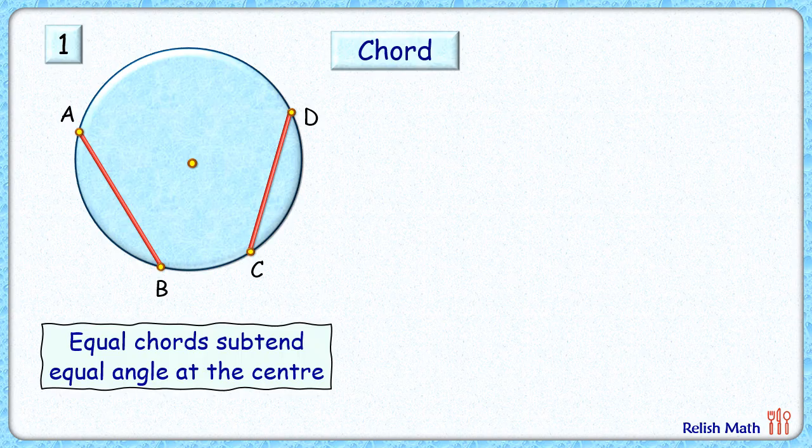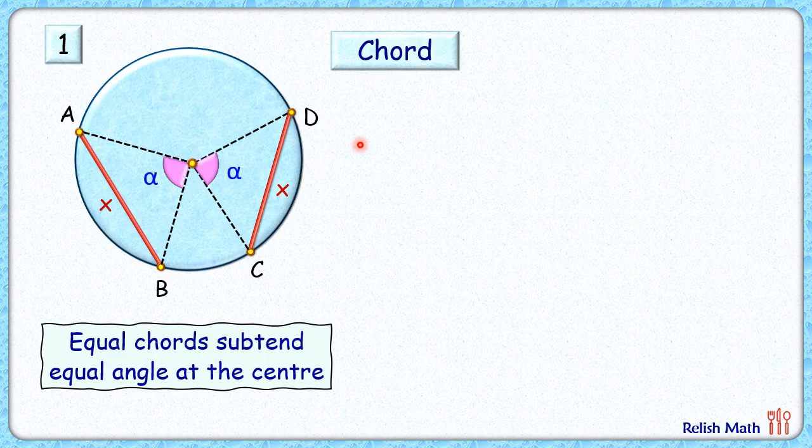Our first theorem, a simple one, is that equal chords in a circle subtend equal angles at the center. So here, two chords AB and CD, if they are of equal length, let's say x centimeter each, then the angle subtended by the chord AB at the center, if this angle is alpha degree, then the angle subtended by chord CD at the center will be the same, that is alpha degree.